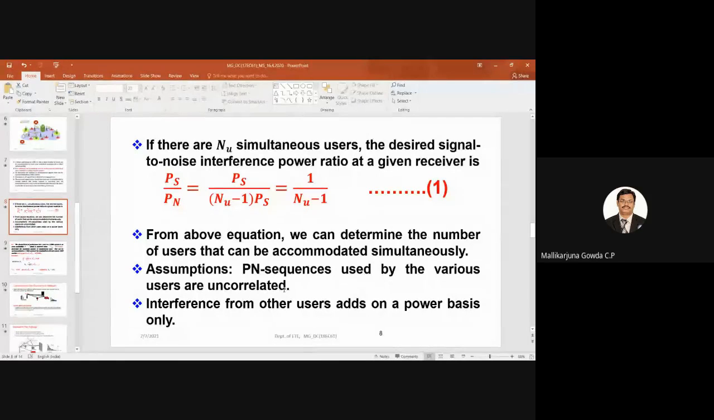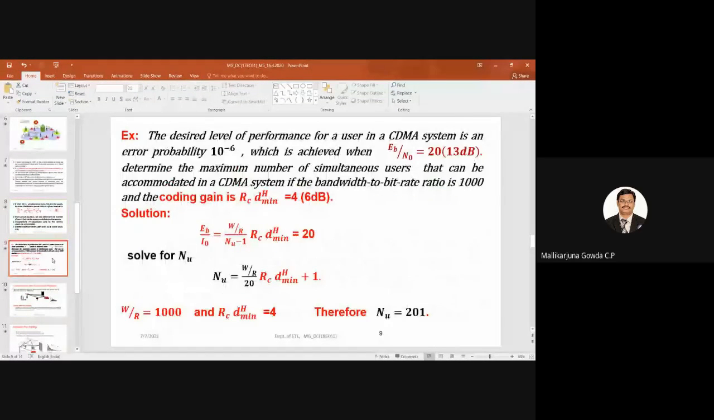So with these two assumptions and this equation, let me take up one example. This example has appeared several times in the question paper. You can give attention and try to understand this. This is the problem we use to find out the number of simultaneous users.